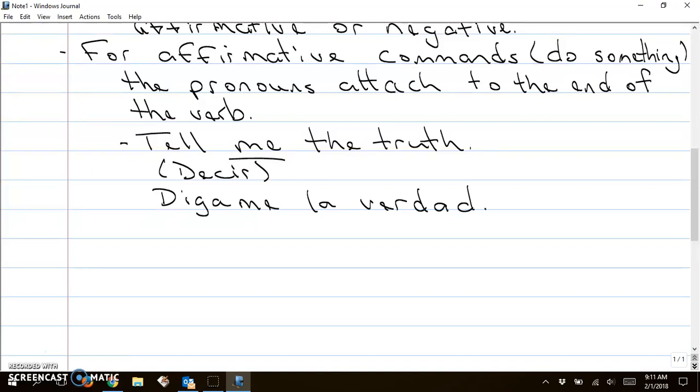Now, here comes the interesting part. Since I am adding this syllable, that changes where the stress would fall. First, it should be just with a command form, Diga, the stress is on the I. When you add an extra syllable, it changes it to the A. To keep that correct, you need to add an accent mark on the I. Dígame la verdad.